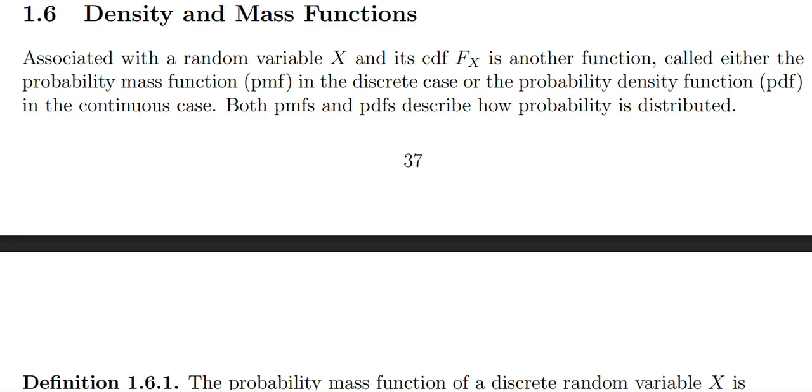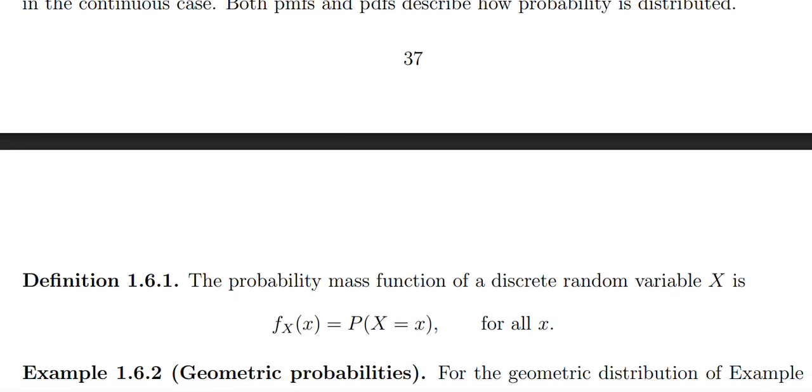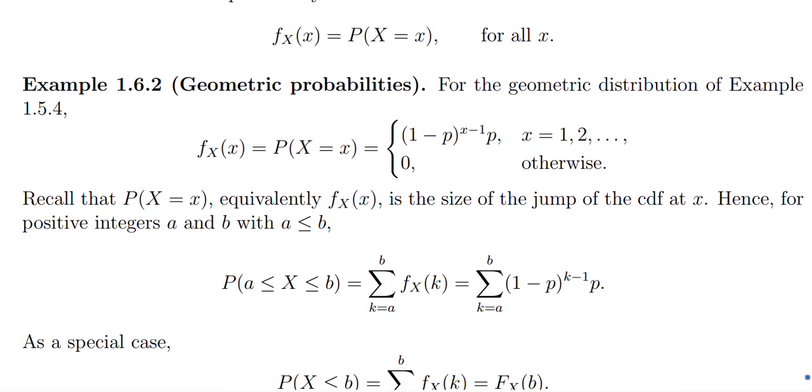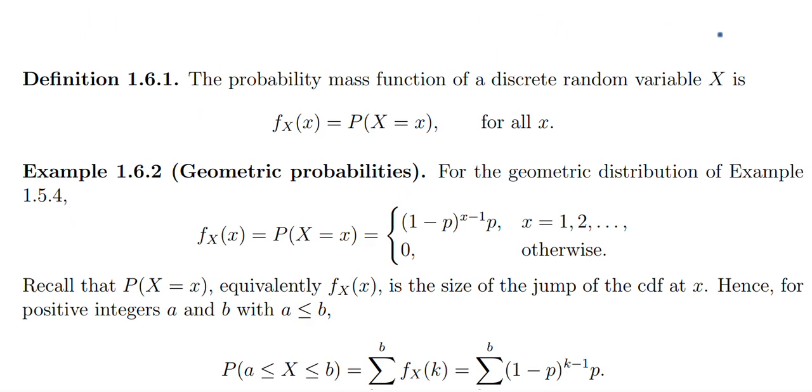All right, let us move ahead and see the definition of the probability mass function. The probability mass function of a discrete random variable X, f_X of x, is defined as the probability that X equals x, for all x belonging to the real numbers.